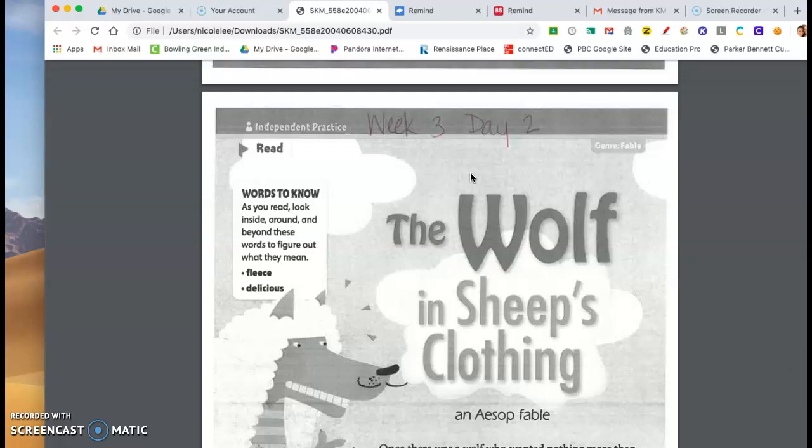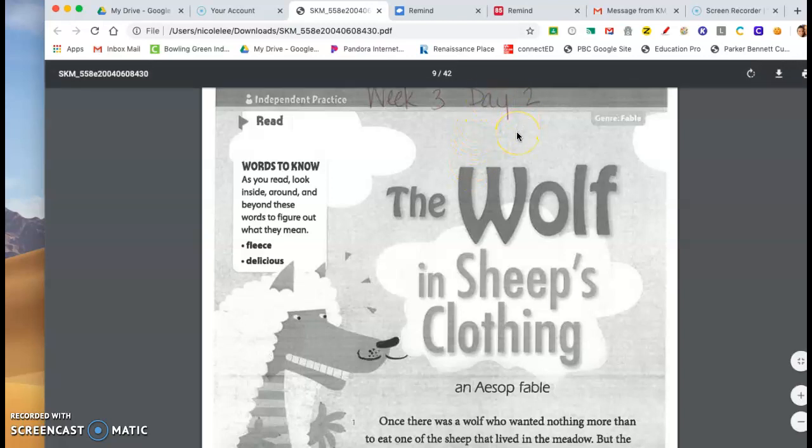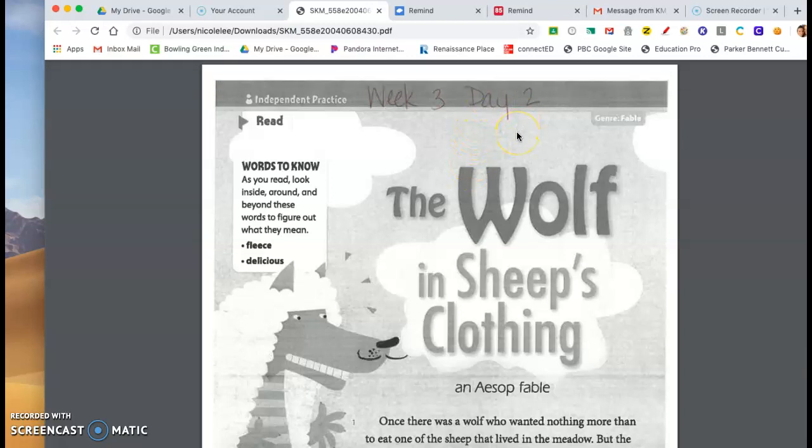It's April 7th, Tuesday, and today we're going to be looking at week 3, day 2 of your NTI work. And we're going to be reading another fable, and this fable is called The Wolf in Sheep's Clothing. So make sure you notice as you're reading words to know, looking for words like fleece and delicious.